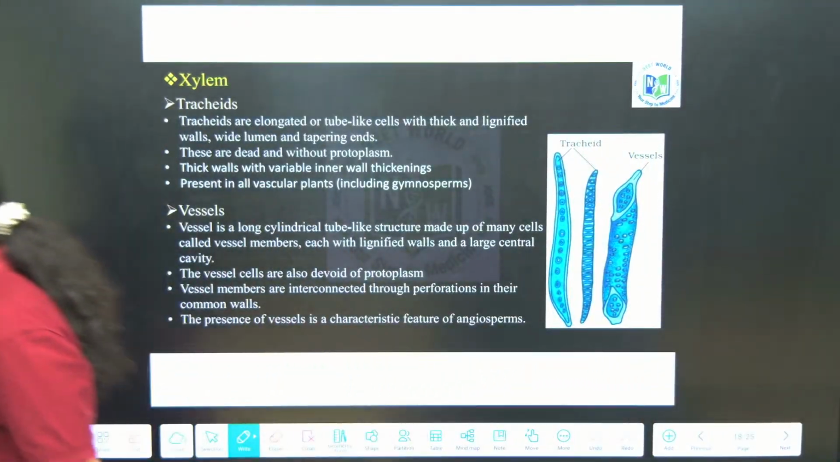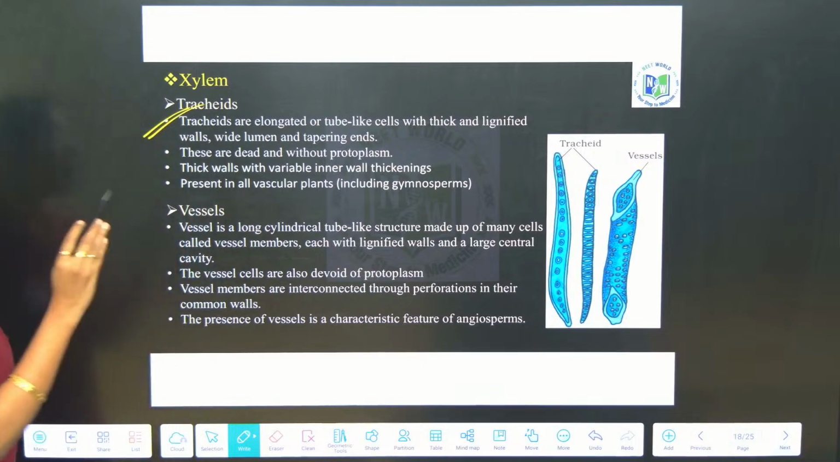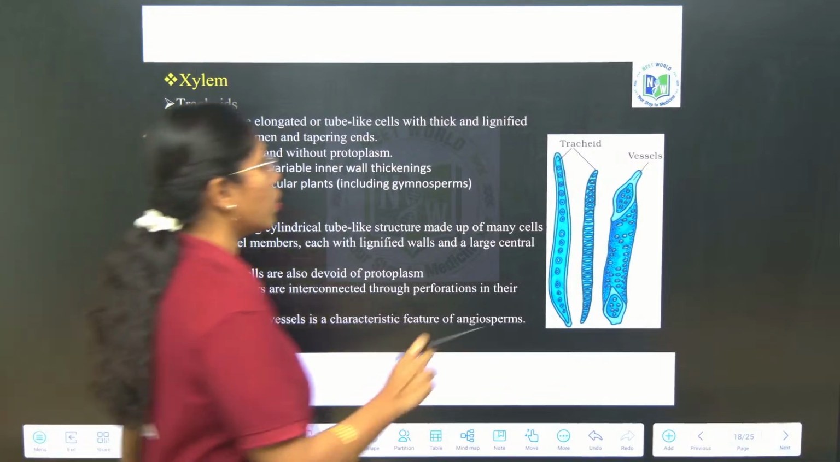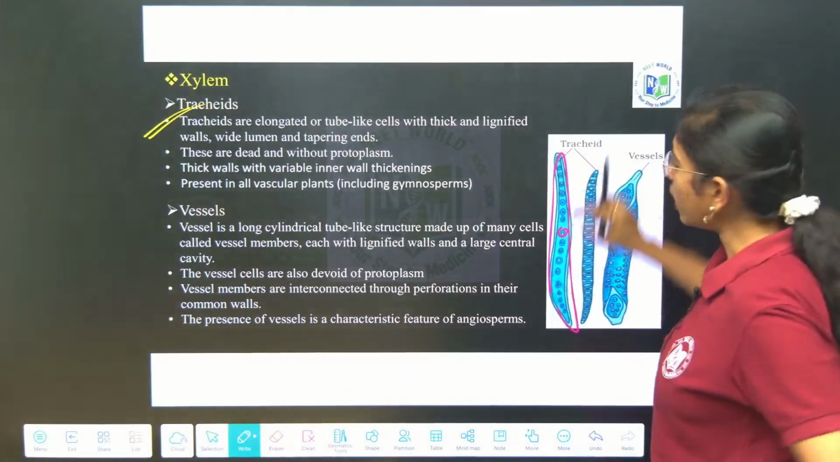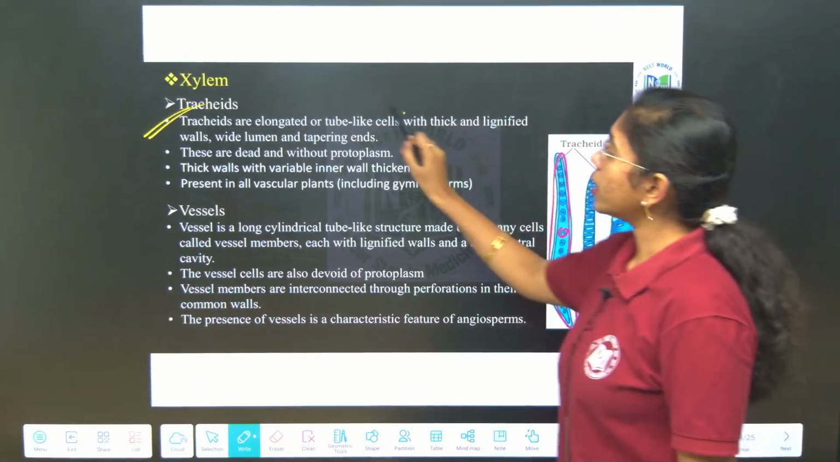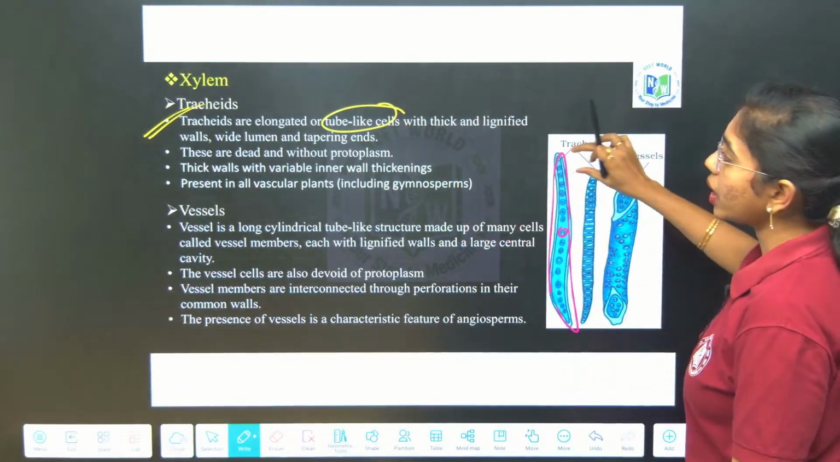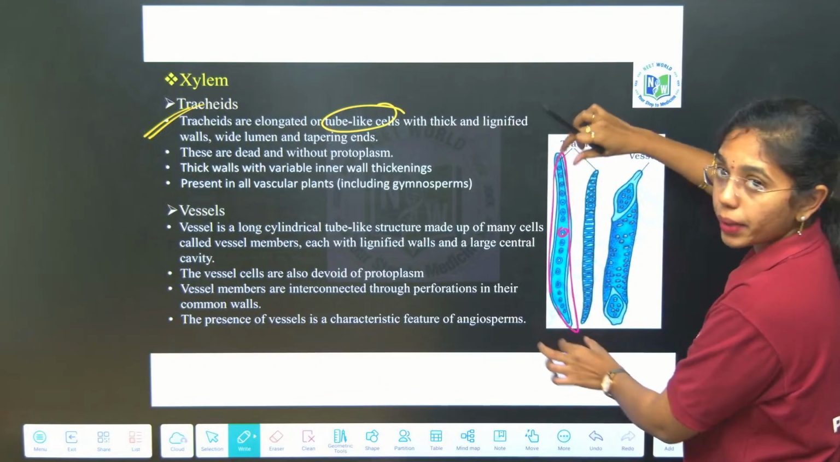First is tracheids. Tracheids are elongated tube-like cells with pits at the center and long tapering ends. They have thick, lignified walls, and a wide lumen is present.